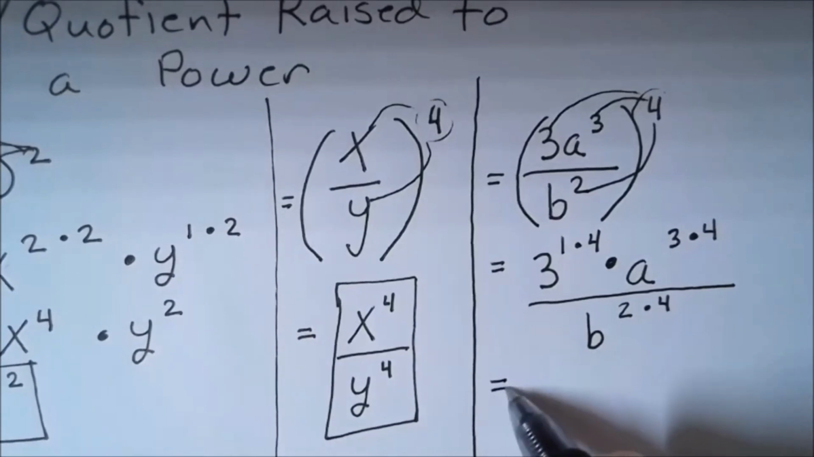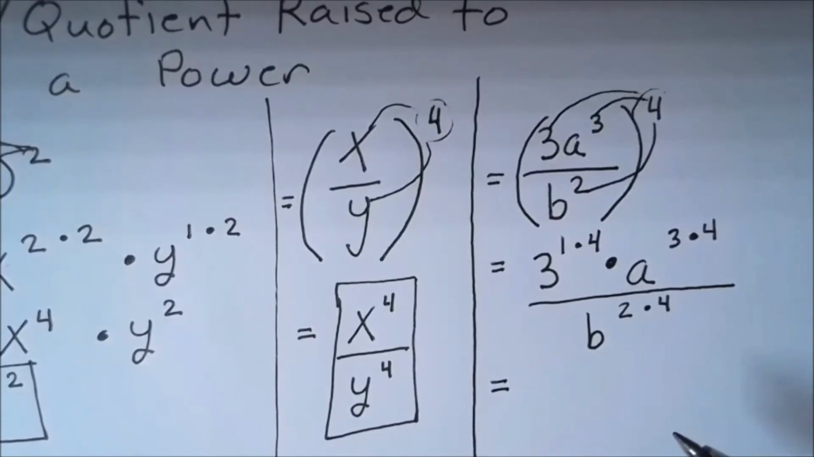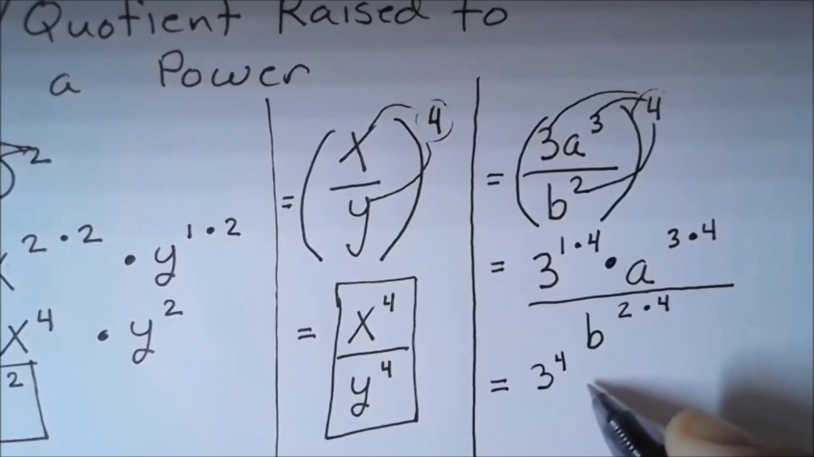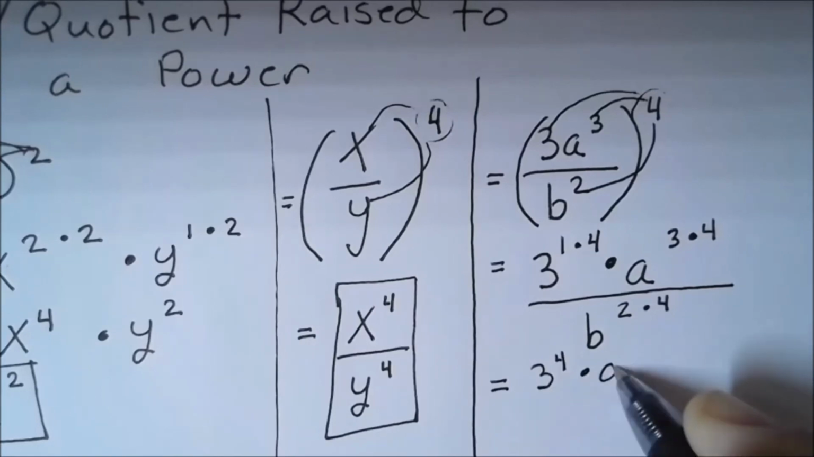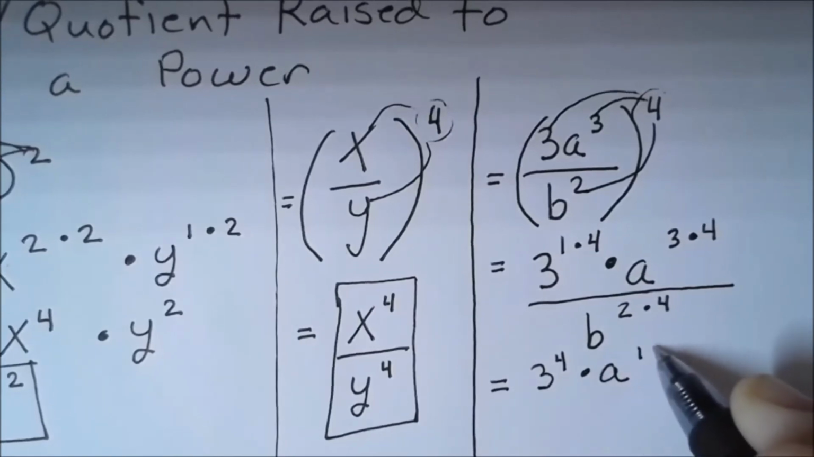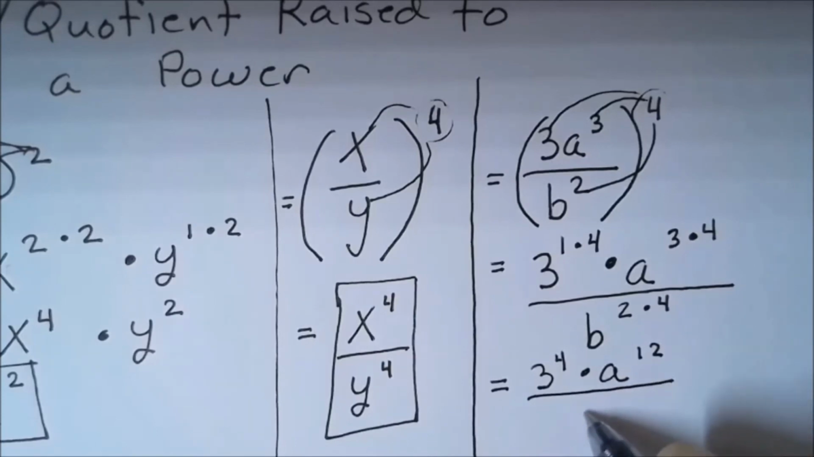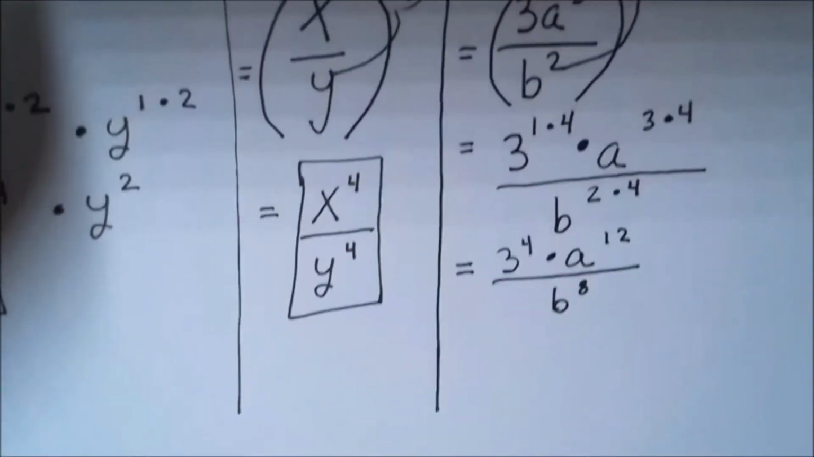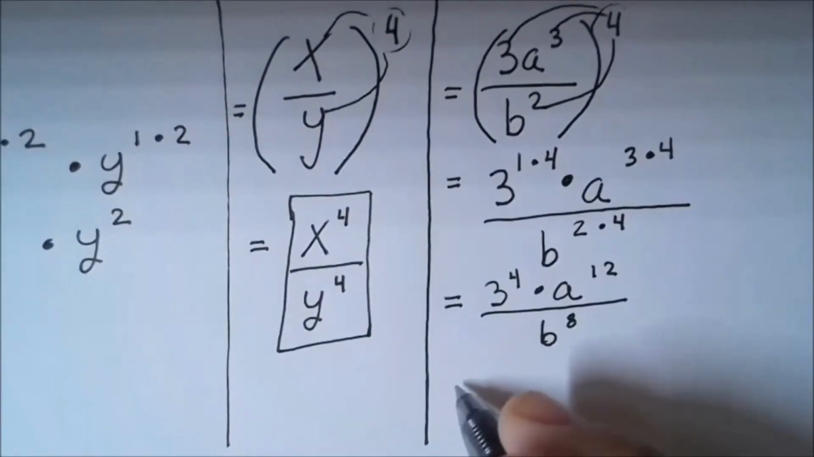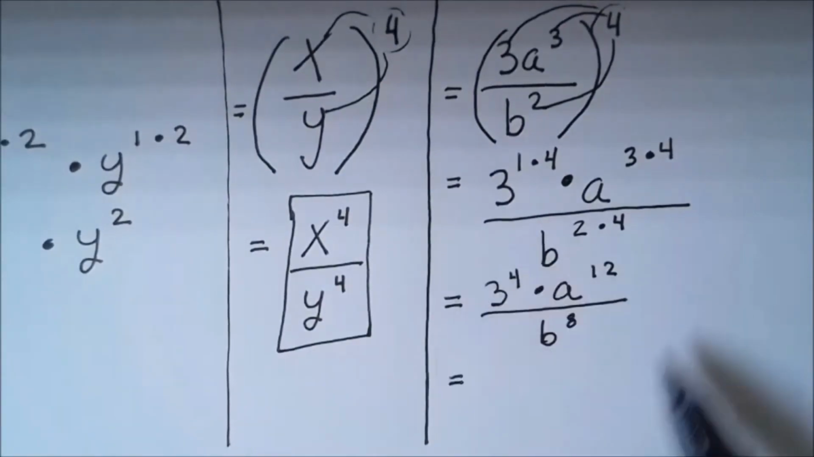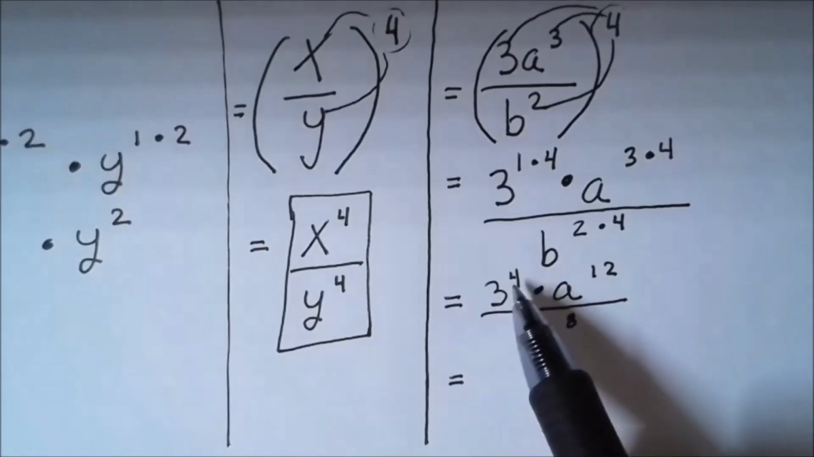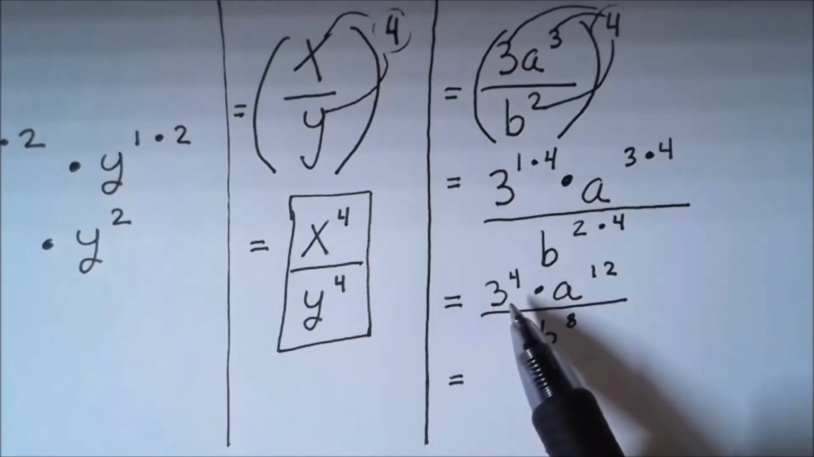Now if I were to rewrite this and clean it up a bit, what I would end up having is 3 to the power of 4 times A to the power of 12 over B to the power of 8. Now we're almost done. I'm going to move it up just a little bit so we can write our final answer. And if you're wondering why this doesn't look done, remember that we have an integer. We have a base that has a power of 4. We can do something with that. We can go ahead and calculate it.